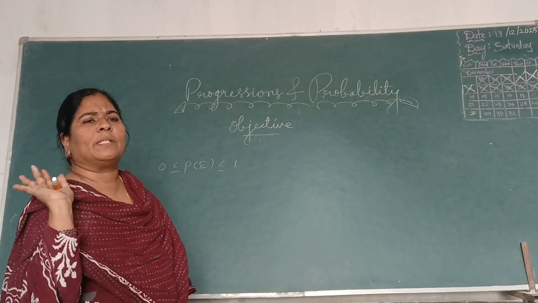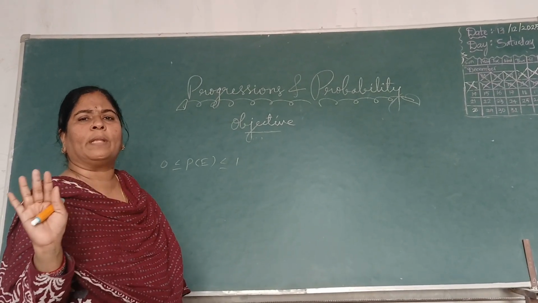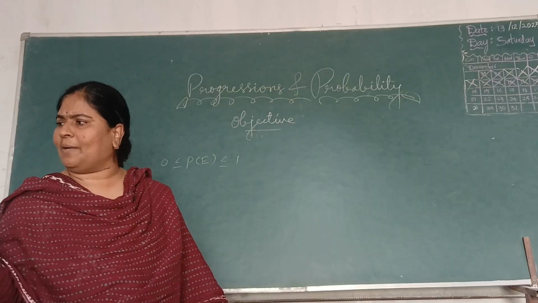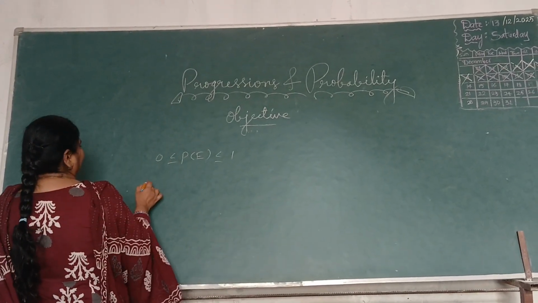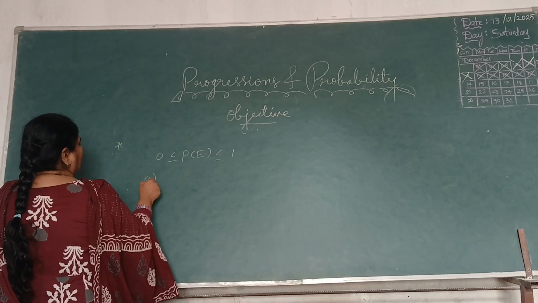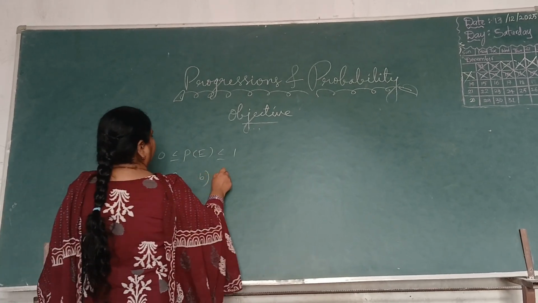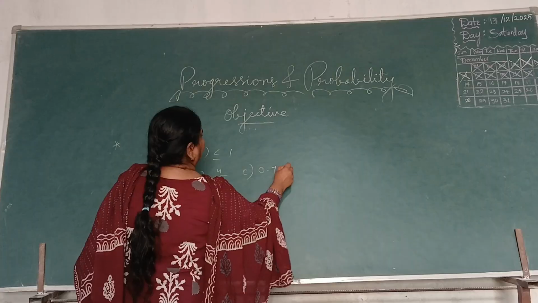Probability always lies between 0 and 1. It will not be more than 1. So in the given options, Harshia, what are the options? Which cannot be the probability is asked. A: 2 by 3, B: 4 by 5, C: 0.7, D: 5 by 4.